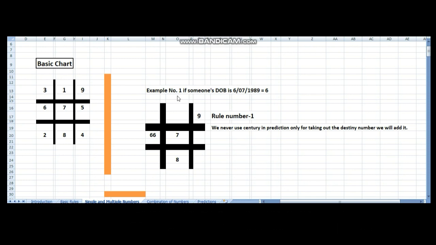If a person has a date of birth of 6th July 1989, the total comes to 6. Total is the destiny number. This is the basic number here, 6. So when we add all the numbers, the total comes to 6. Now how to lay this in a chart? We'll place 6 as it is laid here. The 7, that is July, 7 is laid in the same manner. So 8 also is laid in the same manner, and 9 here.